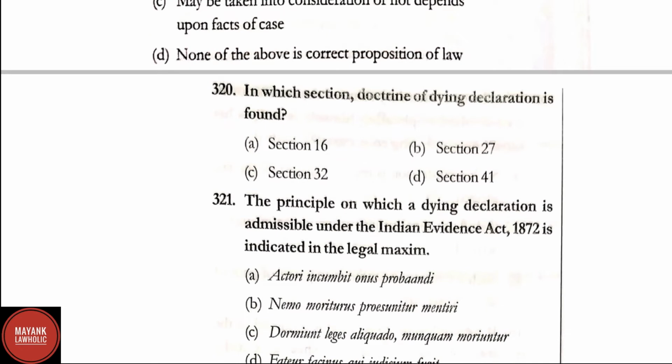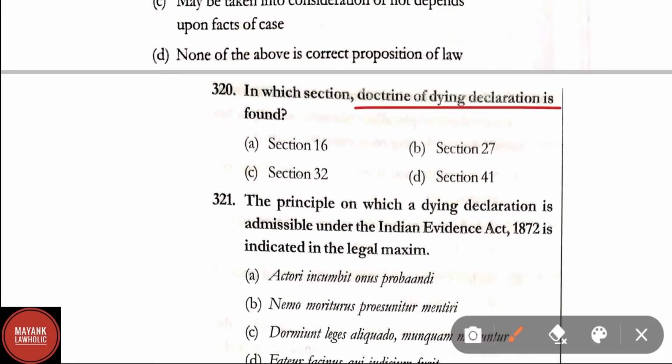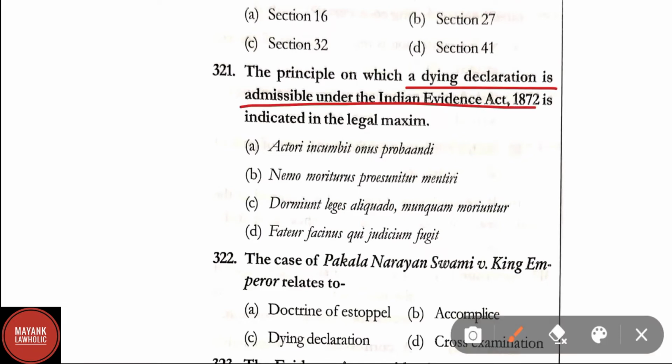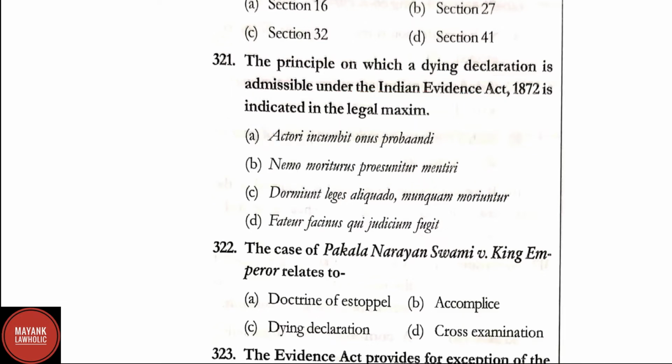Question number 320. In which section is the doctrine of dying declaration found? Here correct answer is option C, that is section 32. Question number 321. The principle on which a dying declaration is admissible under Indian Evidence Act 1872 is indicated in the legal maxim. Correct answer is option B, that is nemo moriturus praesumitur mentiri.